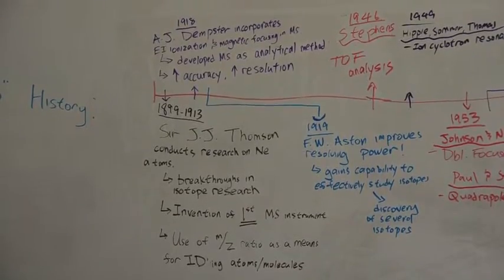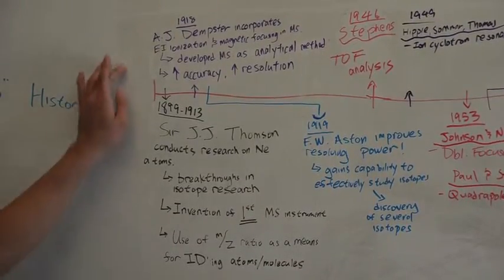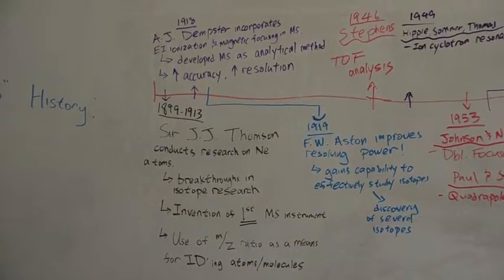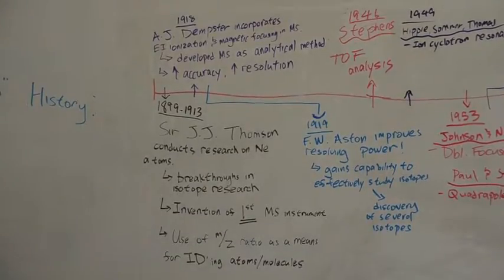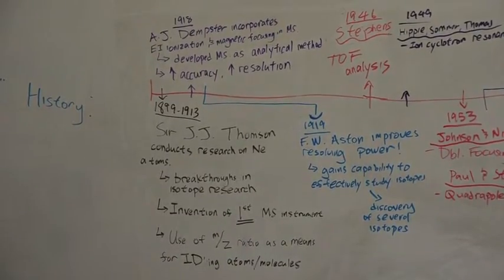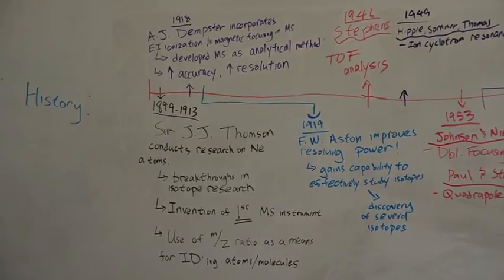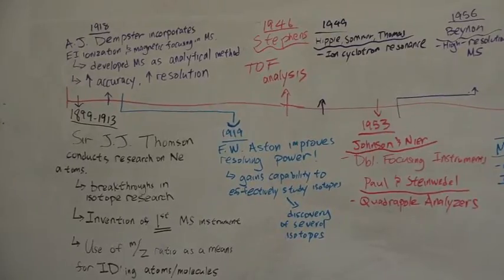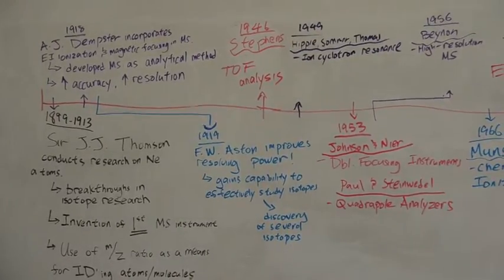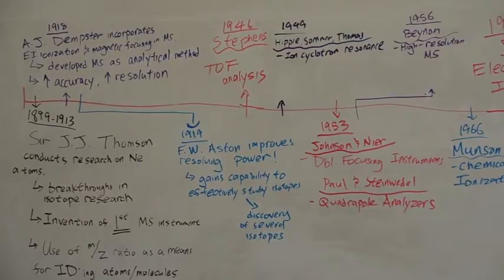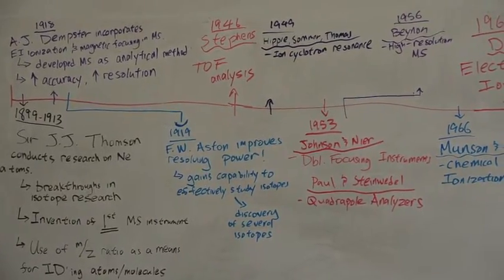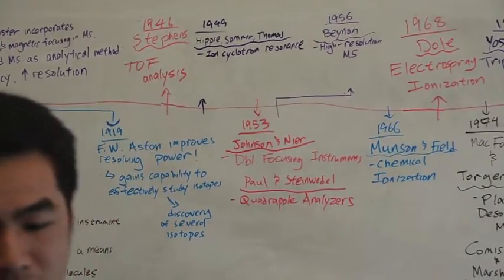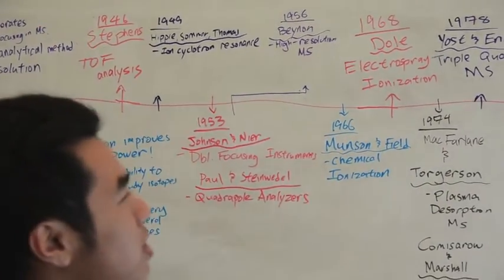Although Sir J.J. Thomson is credited for inventing the first MS, Arthur Jeffrey Dempster is responsible for developing MS as an analytical method, and the modern version of the MS, incorporating electron impact ionization and magnetic focusing to improve accuracy and resolution of measurements. In 1919, Francis William Aston further improved the design of the MS to further increase resolving power to effectively study and identify different isotopes. And over the course of the next century, further discoveries led to the improvement and development of different types of mass spectrometry that we know of today.